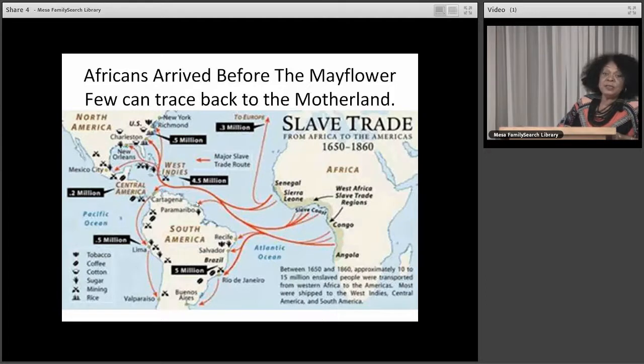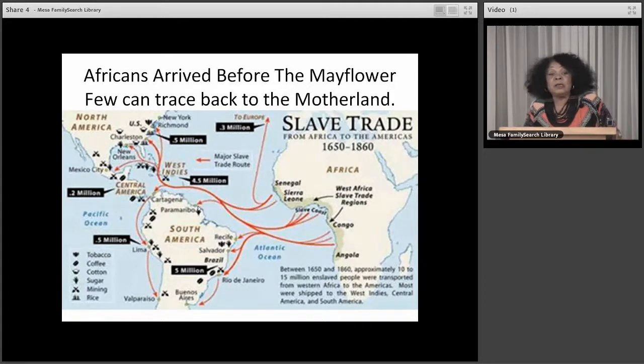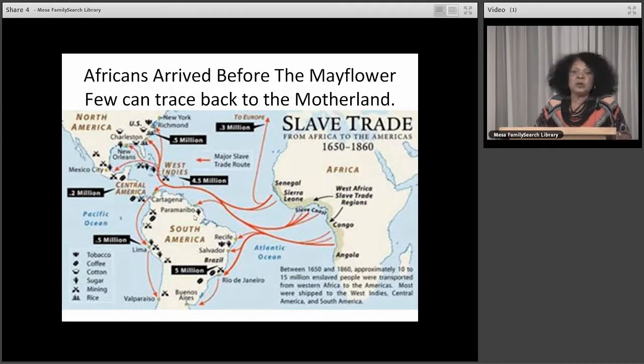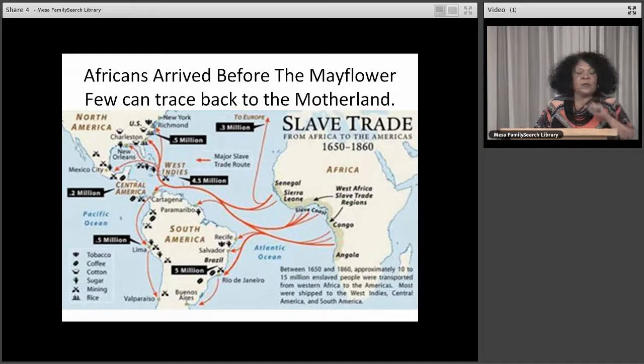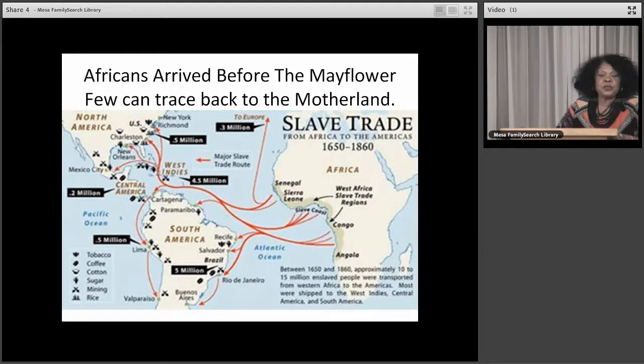Africans arrived in this country before the Mayflower. The first documented Africans were on a Portuguese ship that landed, and they exchanged the slaves for supplies for the ship. They were not enslaved, though. They became indentured servants. And supposedly the first documented child born in this country was the child of one of these Africans. This is a chart of the Atlantic slave trade and the route that the ships took.